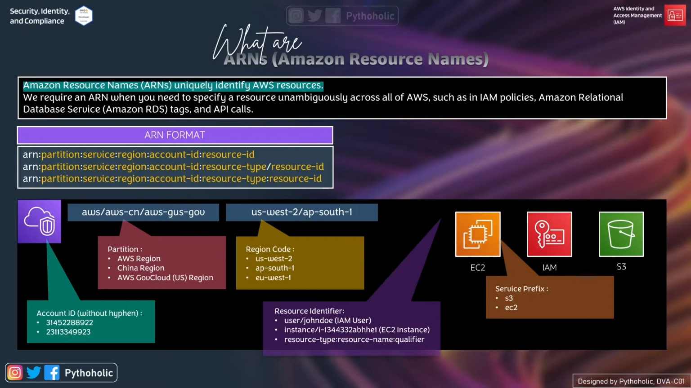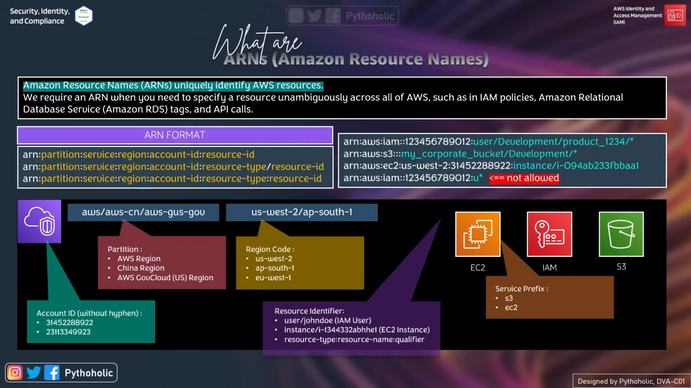And when we combine these to form an ARN, they look something like this. The first one is arn:aws:iam. So aws here is basically the partition, iam is basically the service, and :account ID, that is 123456789012, :user, that is the resource type, /development/product_1234*. And this actually specifies all IAM users that are a part of the path /development/product_1234 using a wildcard as follows.